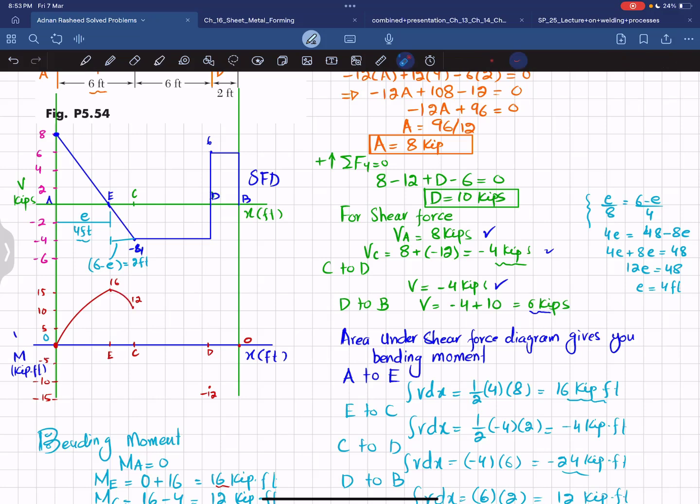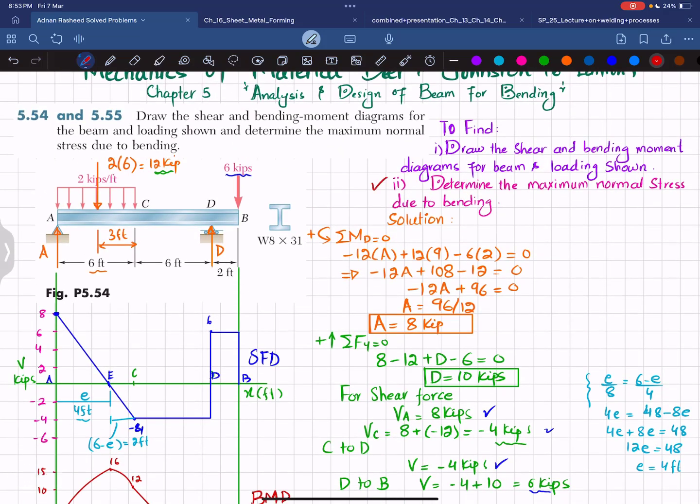Now, from C to D, the shear force is a horizontal line with 0 degrees. So the bending moment will be 1 degree higher and this area is negative. So we will join these 2 points by a straight line. The last shear force is this one, which is also a horizontal line with 0 degrees, and this area is positive. So the bending moment will be 1 degree higher. It will be a straight line and the slope will be increasing. So this will be your bending moment diagram. We have covered the first part, drawing the shear force and bending moment diagram.